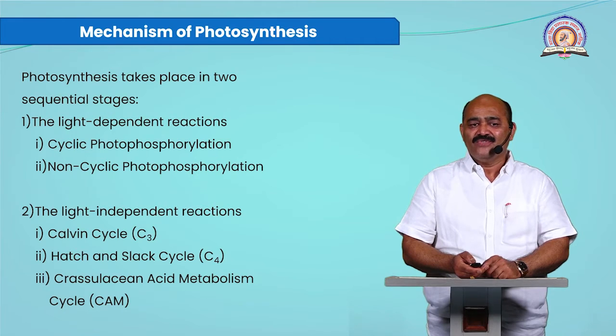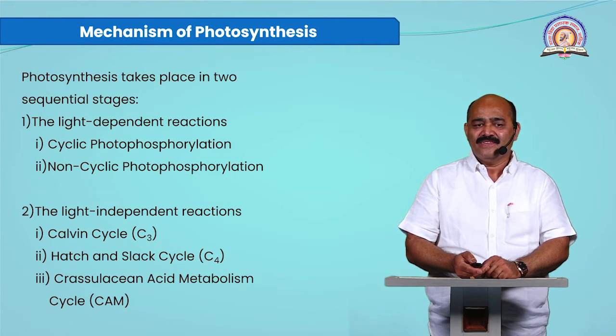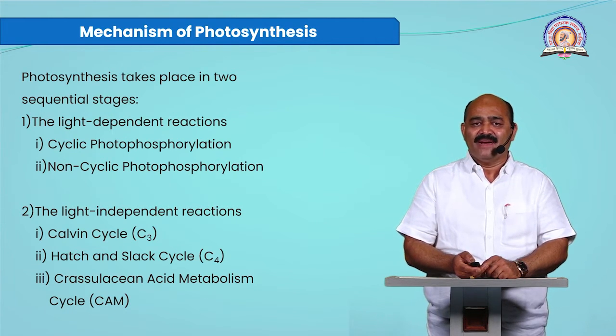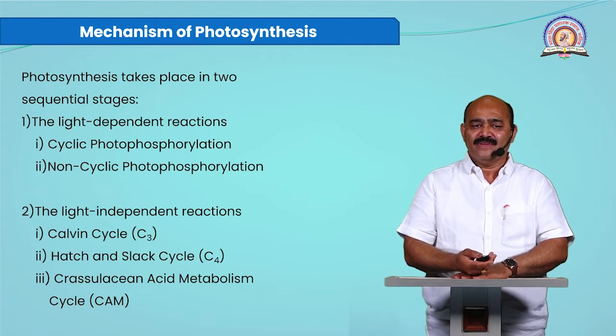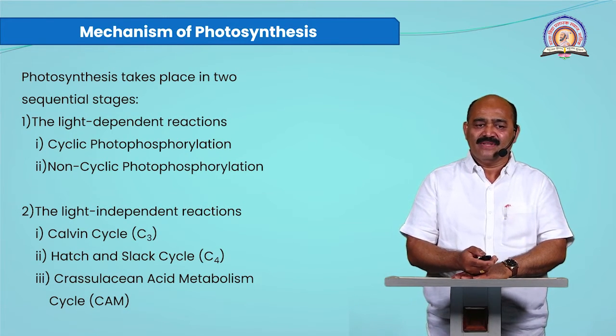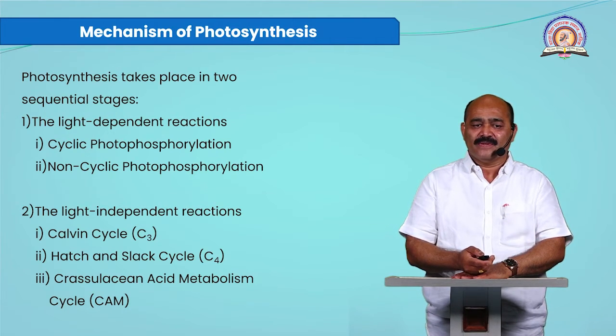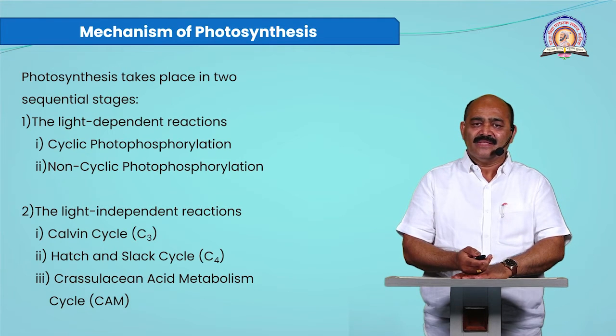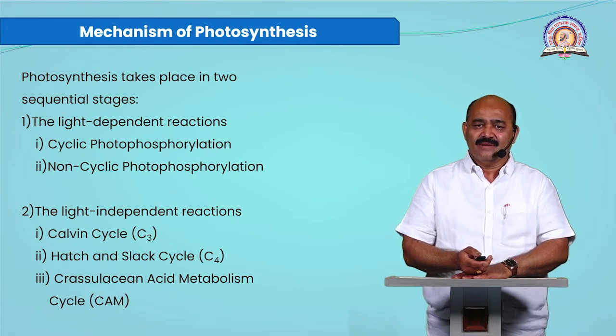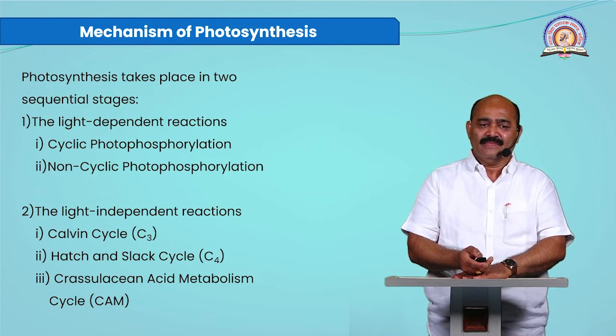Photosynthesis takes place in two sequential stages. First, light dependent phase or light dependent reaction. And in light dependent reaction, two things are most important. One, cyclic photophosphorylation, and second one is non-cyclic. Through both cyclic and non-cyclic photophosphorylation, what happens? Only the synthesis of ATP and NADH molecule during the daytime. And the second process is known as light independent reaction, known as Blackman's reaction, dark reaction.